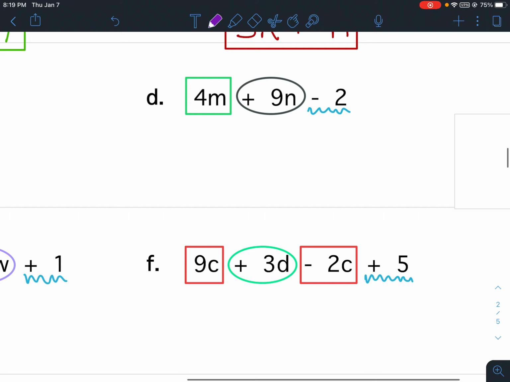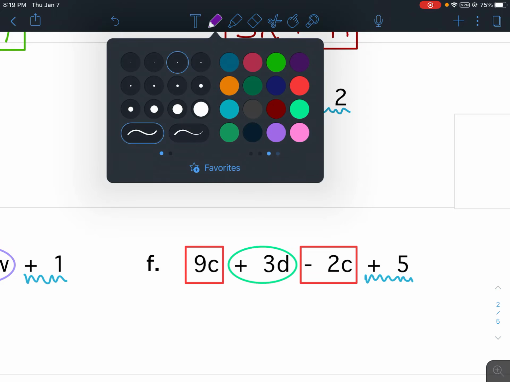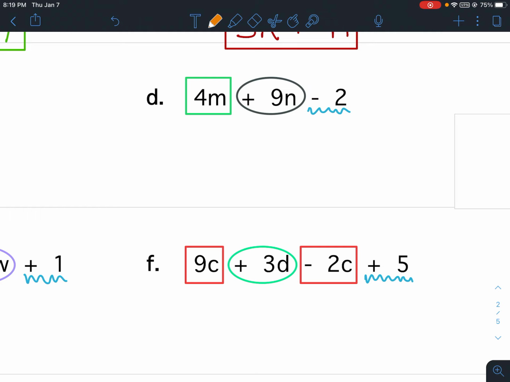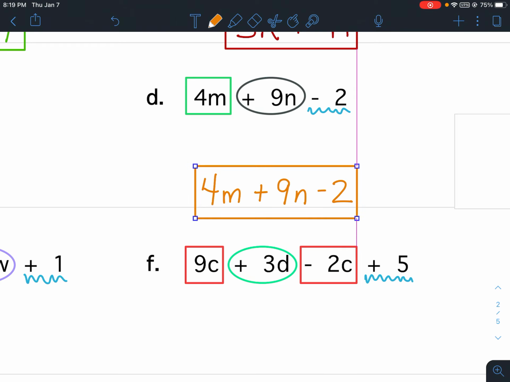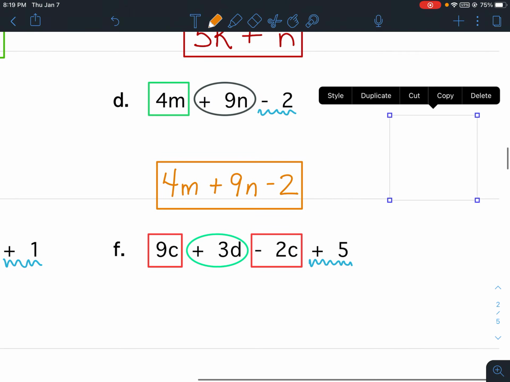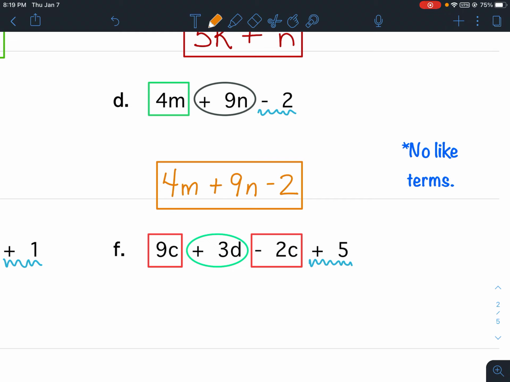All right, for D, I boxed my M terms, circled my N, and underlined my constant terms. And if you look at this, you will notice that there are no like terms. So my answer would simply be to copy it down. So my answer is 4M plus 9N minus 2. So again, for this problem, there are no like terms. Please make sure you also write this down that I just circled. There are no like terms.